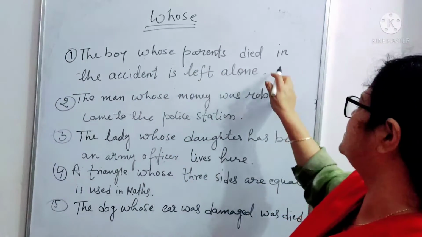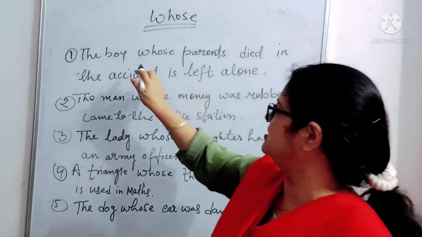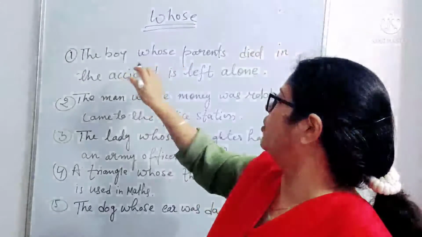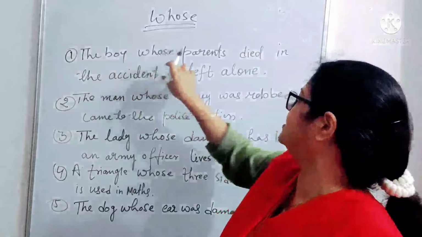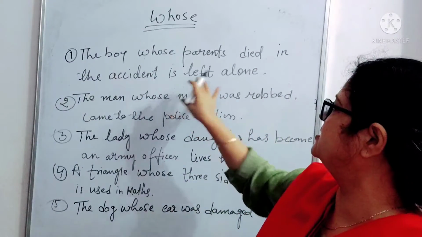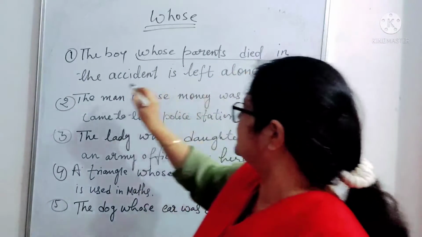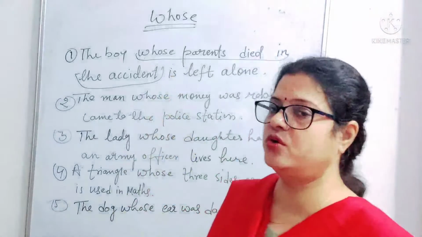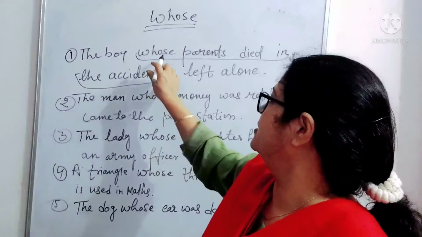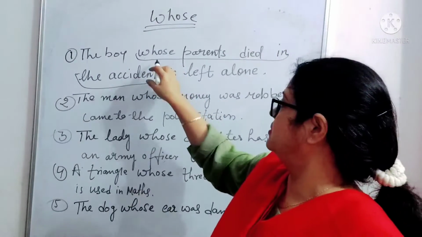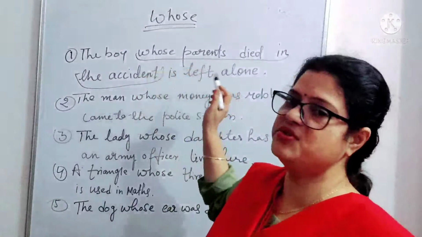The boy whose parents died in the accident is left alone. Here in this sentence we are talking about this boy, the boy whose parents. So we are talking about the possession of this boy, whose parents died in the accident. Till here we have a subordinate clause. Actually we are not learning the clause. I'm just telling you that from this relative pronoun the clause starts. That is why I'm showing it to you.